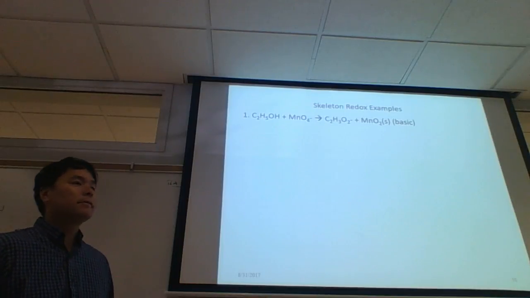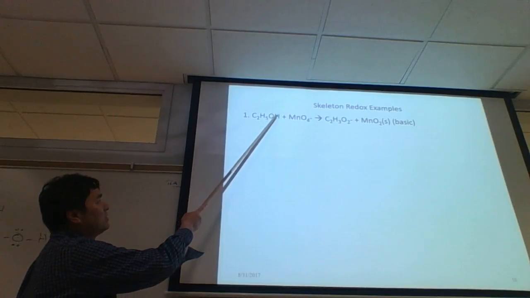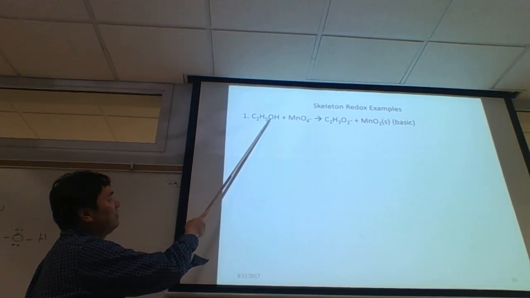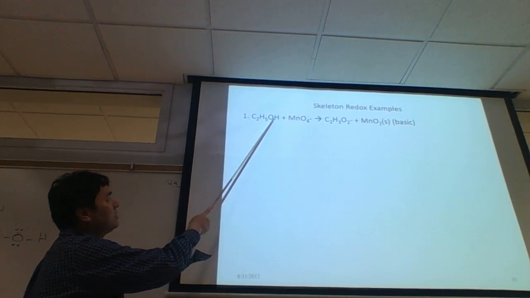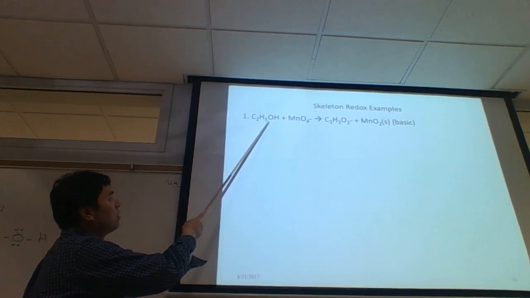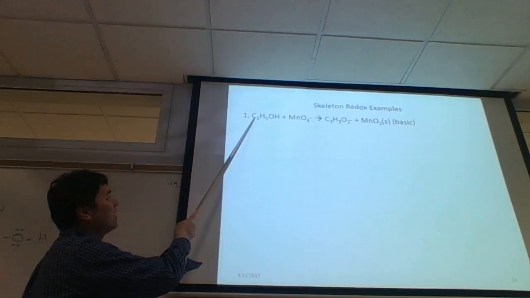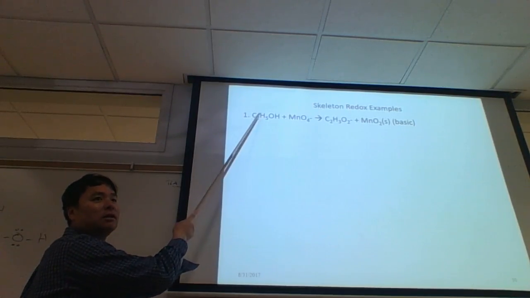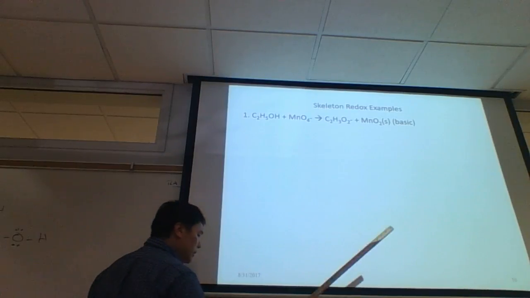-2? Is it wrong? No, I don't know. Let's check it. +1 plus 5 is +6. -2. Okay, +6 minus 2 is +4. And that means we have to have a -4. 2 carbons and a -4 means each one is -2. You're right. But you know what we call that?